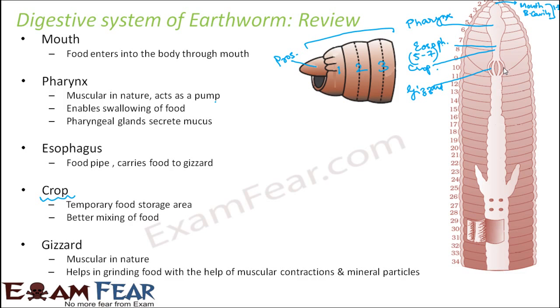Right? Now since in the gizzard a lot of grinding is happening, all the food should not come to the gizzard at once. Food should gradually come to the gizzard from the esophagus, and that is why we have crop, so that it can temporarily store the food for some time, and then as and when needed it can pass on the food to the gizzard.